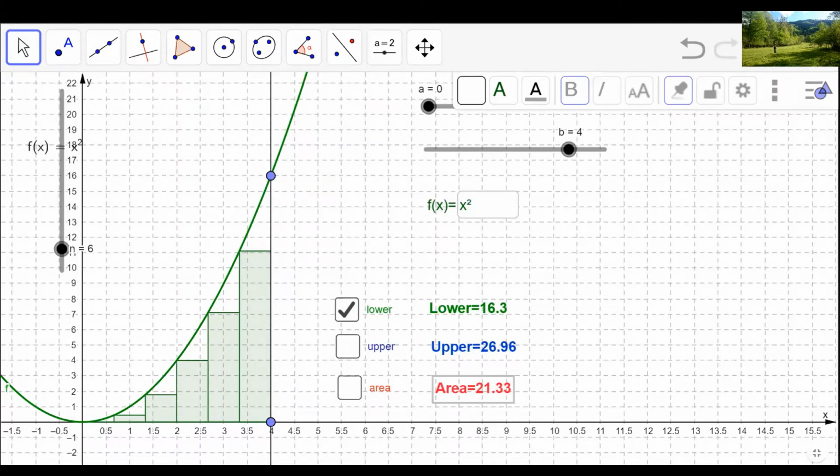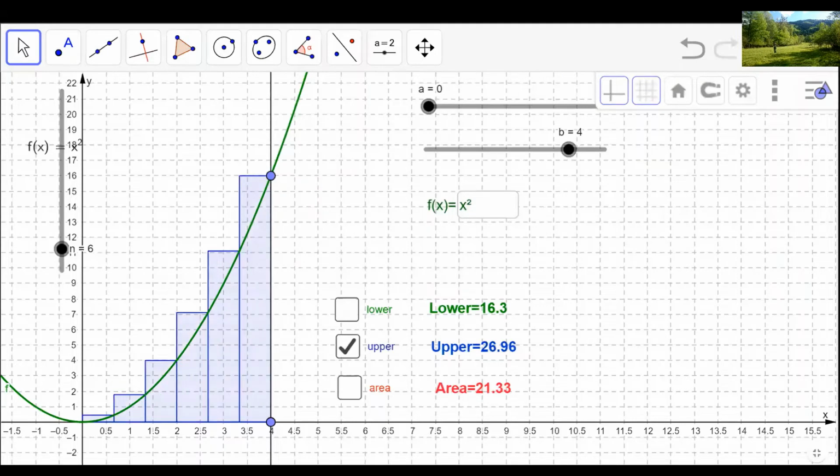Okay. We have the second option. If you want, you may use the upper rectangles like that. 1, 2, 3, 4, 5, 6 rectangles. The area will be 26. It is greater than our original area. So we have a problem. Yes, our original area will be between the lower rectangles and upper rectangles. 21 is between 16 and 26. But I need a better approximation.